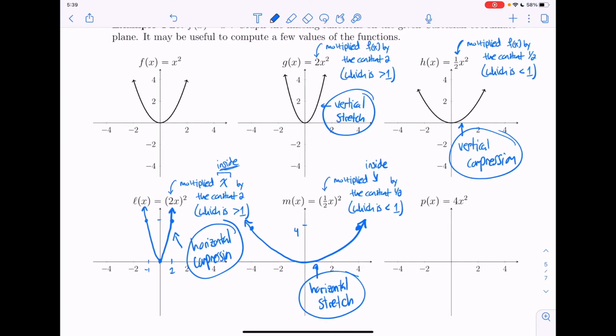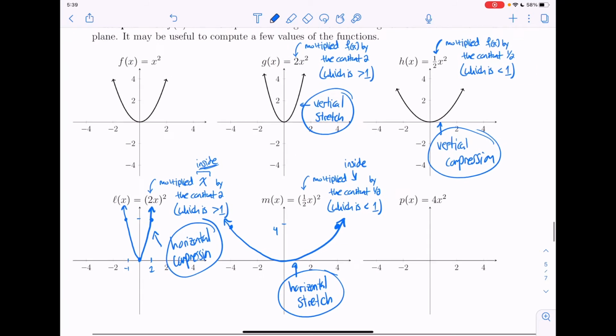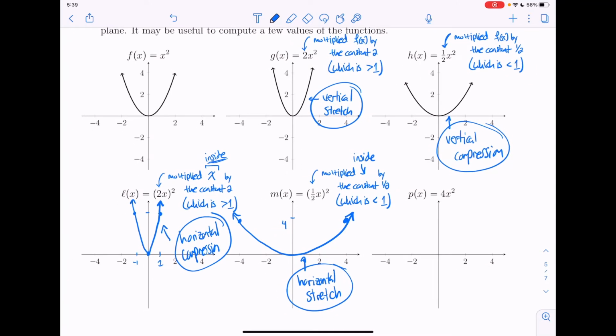Now, in all actuality, this is a lot of information. And in some sense, it's a little redundant, because what if we graphed this function? This function, we're multiplying on the outside by a 4, so that tells me it's a vertical stretch because I'm multiplying the outside by 4. So this is a vertical stretch.